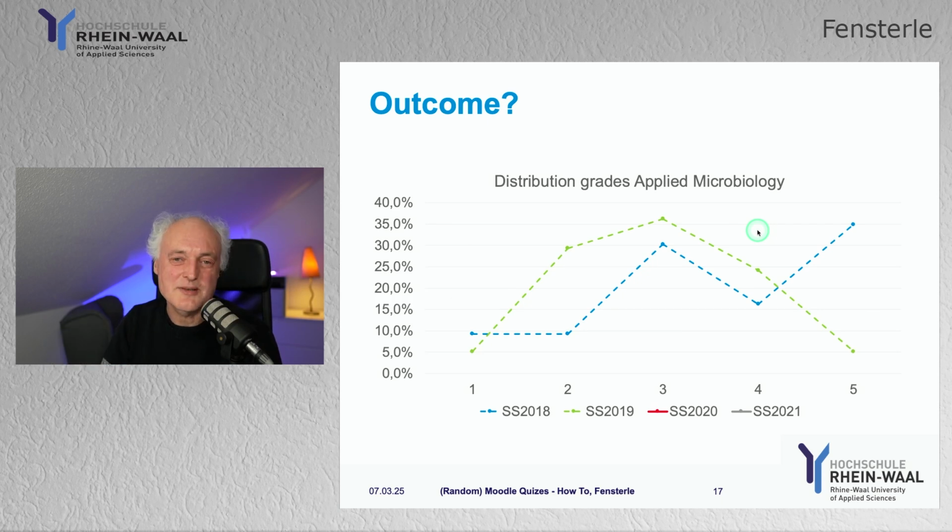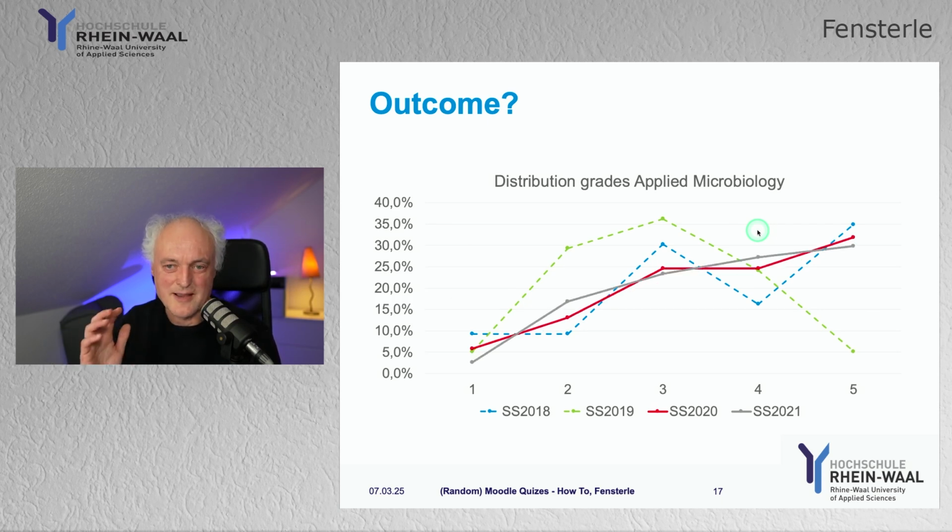Now, this is interesting because that's showing you the outcome. And these were non-proctored exams. The exams in the Corona times, 2020 and 21, had exactly the same question pool. And you see that the results didn't differ at all from each other. So you had a failure rate of around 30%, and the results were more or less the same.